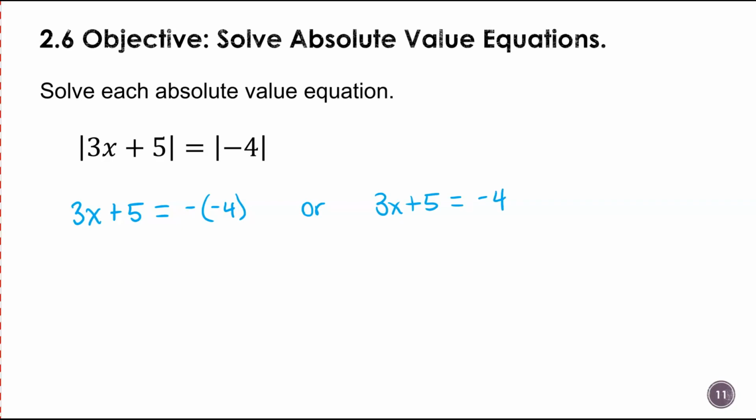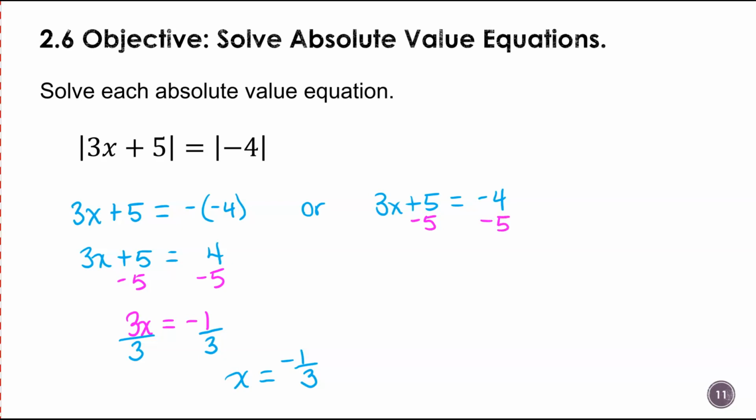And so we set it up two ways each time. Notice this time we're going to end up with the positive, right? So we're going to have 3x plus 5 equals a positive 4, and then the other one was already negative. So solve. I'm going to subtract 5. Bring down the 3x equals negative 1. Divide by 3. So one of my solutions will be negative 1/3.